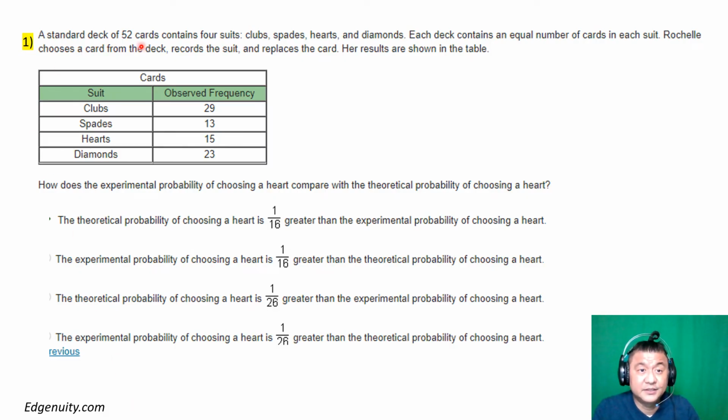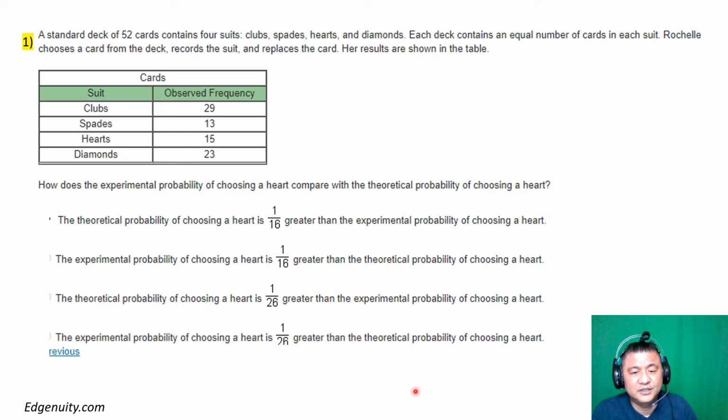A standard deck of cards, which is 52 cards, contains suits like clubs, spades, hearts, and diamonds. Each deck contains an equal number of cards in each suit. Rochelle chooses a card from the deck, records it, and then replaces it back. The results are shown below. How does the experimental probability of choosing a heart compare with the theoretical probability of choosing a heart?